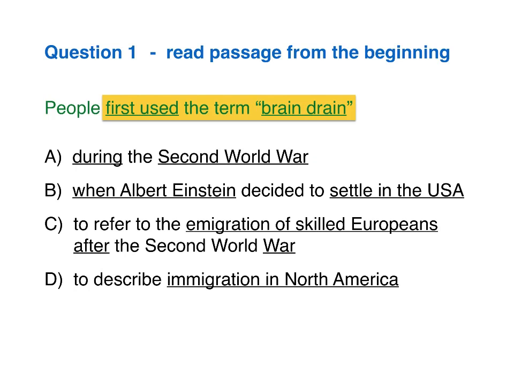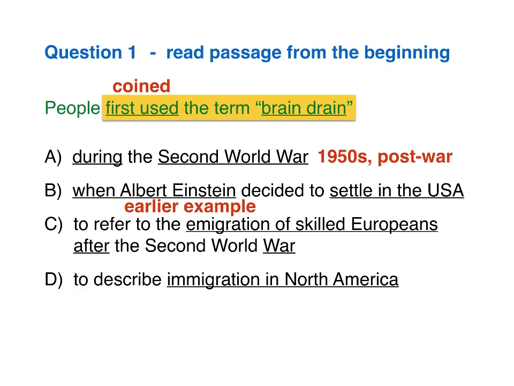So, we found people first used the term brain drain. The phrase was coined, or the term was coined, invented. And then looking at the choices, A, during the Second World War, well, it said 1950s post-war. Post-war means after the war, so A is wrong. B, when Albert Einstein decided to settle in the USA, well, it said Einstein was an earlier example of the brain drain before the term was used, so that's wrong.